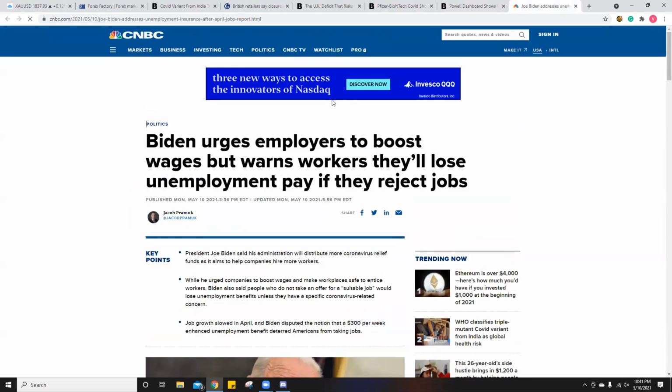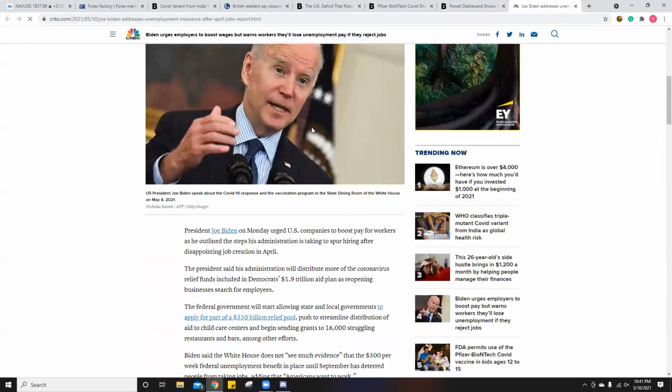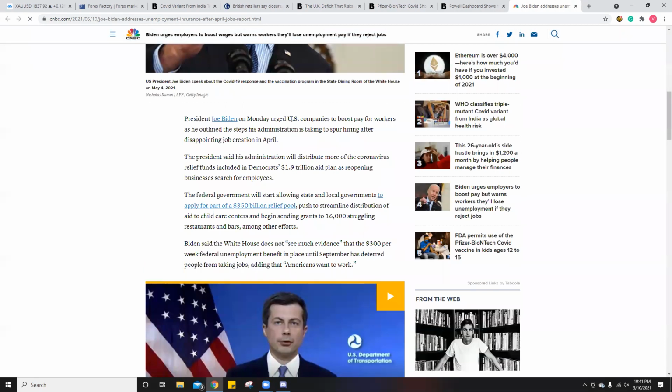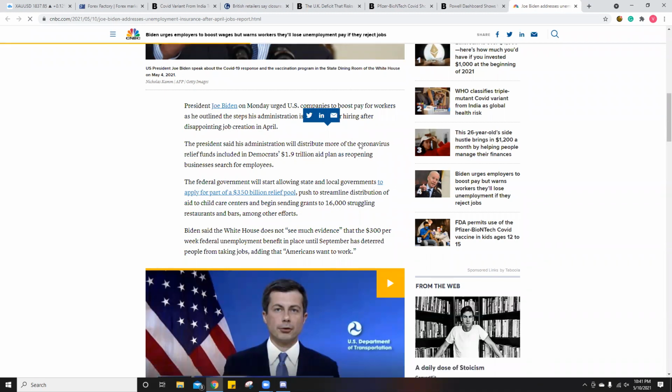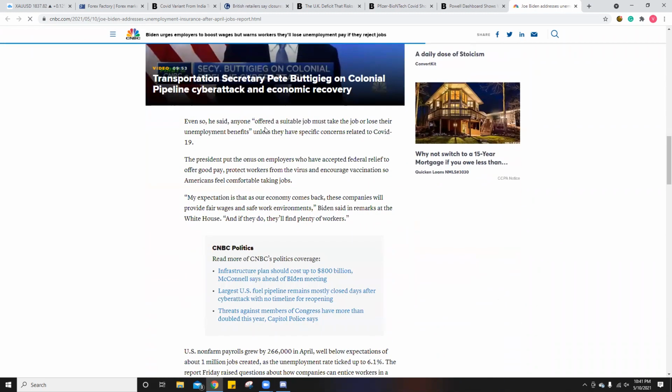And in this article, I found that very interesting because Biden here is saying he's urging US companies to boost pay for workers to spur hiring after disappointing job creation in April, so low NFP numbers and all of that. And then as you scroll further down, you actually see that he's saying anyone offered a suitable job must take the job or lose their unemployment benefits unless they have specific concerns related to COVID-19. I found that interesting because suitable, I think, would be subjective from person to person. What they may think is suitable may not be suitable for someone else.